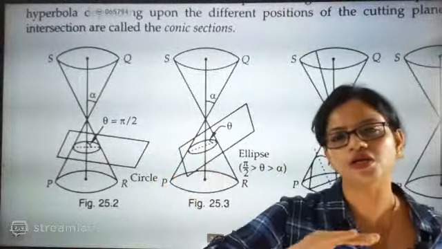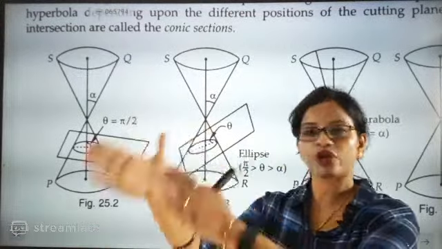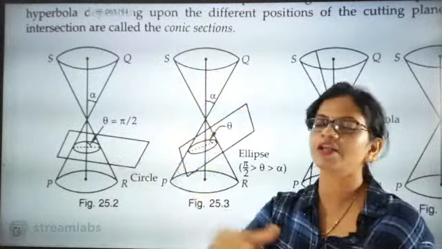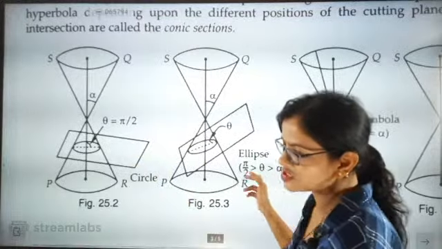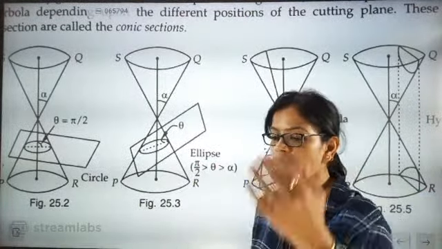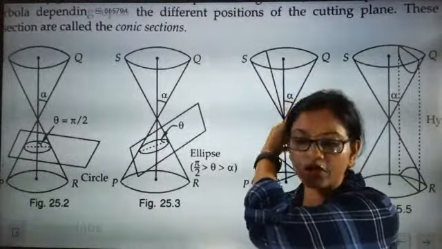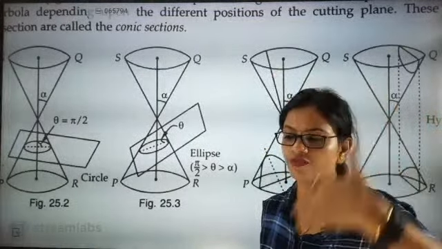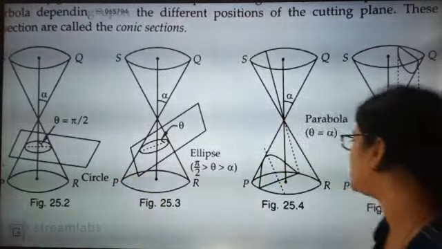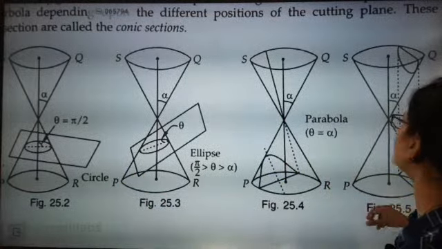Just remember, for circle theta is equal to pi by 2. For ellipse it will lie between 0 to semi-vertical angle to pi by 2, and for this one it is exactly theta will be equal to alpha. This is the case for drawing or finding the four different type of figures, that is circle, and then ellipse, and then parabola, and then hyperbola.